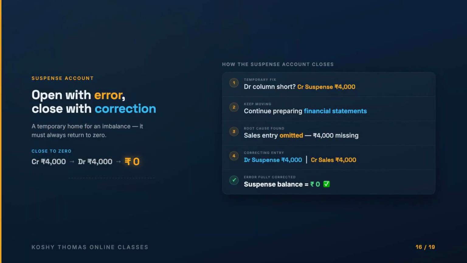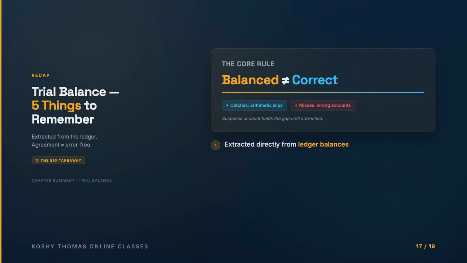So how does the suspense account work in practice? Trial balance short by 4,000 Indian rupees on the credit side, credit suspense for 1,000 Indian rupees. Columns now agree. You continue preparing accounts. Later, you find the error, a 4,000 Indian rupees sales amount was omitted from the credit side. Fix, debit suspense for 1,000 Indian rupees, credit sales for 1,000 Indian rupees. Suspense account closes to 0. Error corrected. Clean.